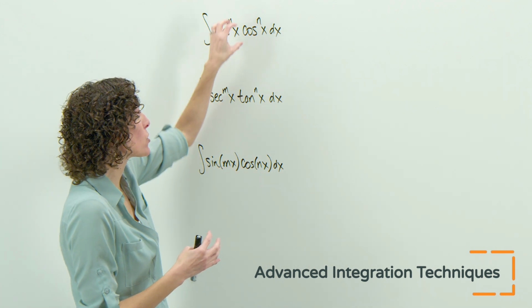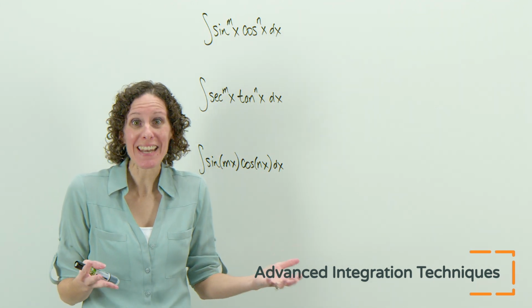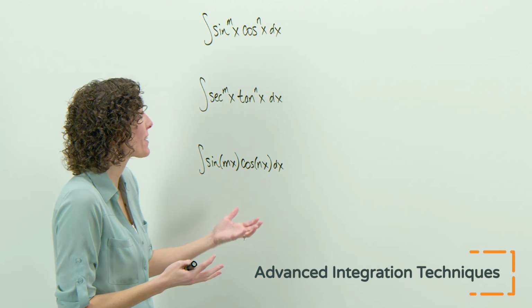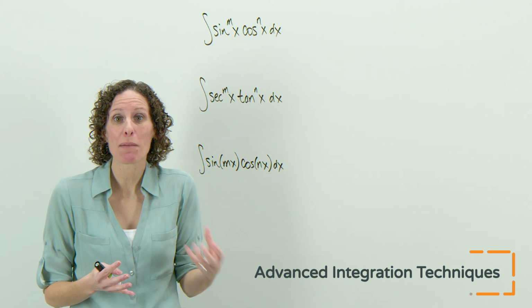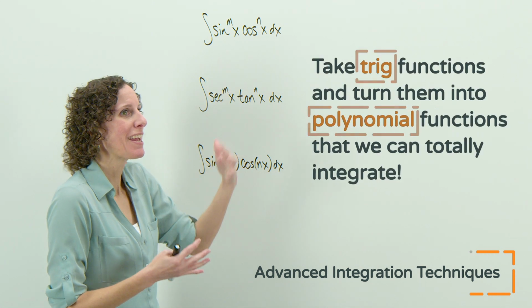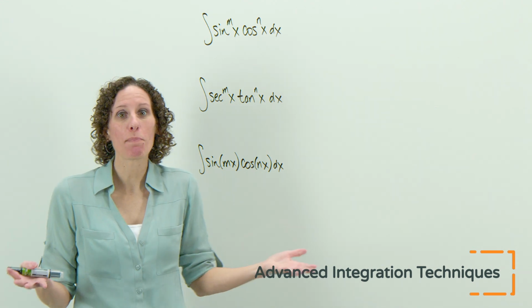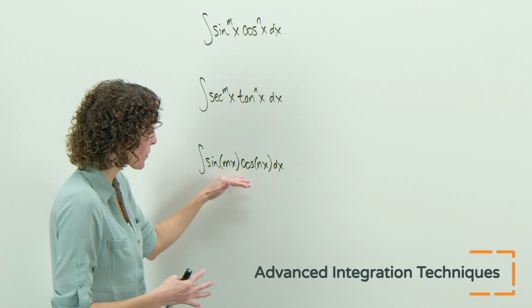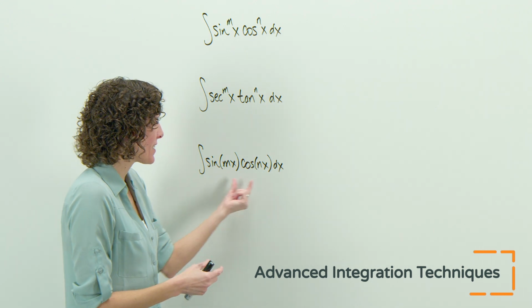We're going to basically reduce the powers down using our trigonometric identities that we learned back in trigonometry and pre-calculus to help us to transform the integrand into something that's easier for us to manipulate. We're going to take trig functions and turn them into polynomial functions that we can totally integrate using our basic power rule in reverse.